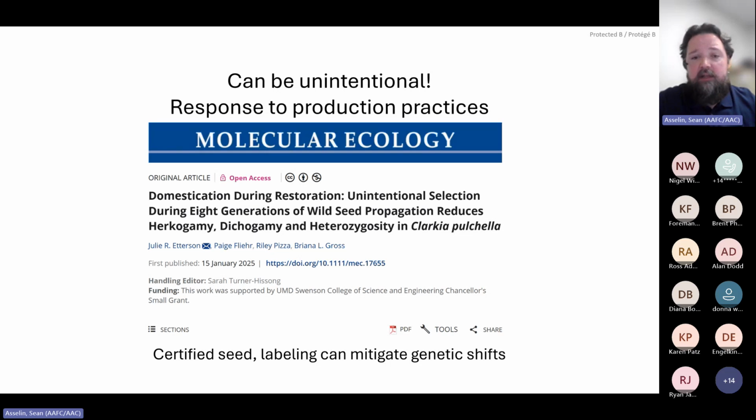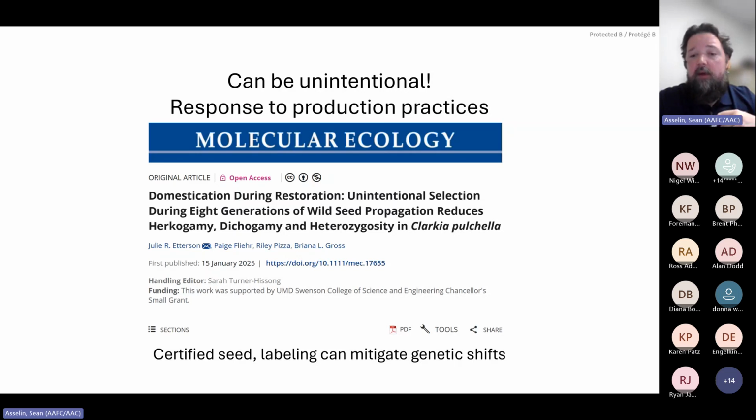This is just a paper that just came out in Molecular Ecology describing a situation with a native plant species where they've seen changes in the morphology of the species and its genetic characteristics based on the fact that it was grown in a given area and it was repeatedly being harvested over time. And the population was starting to shift to be optimized for that production system.